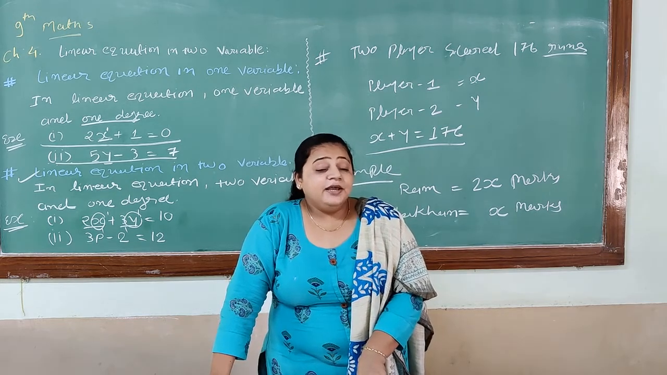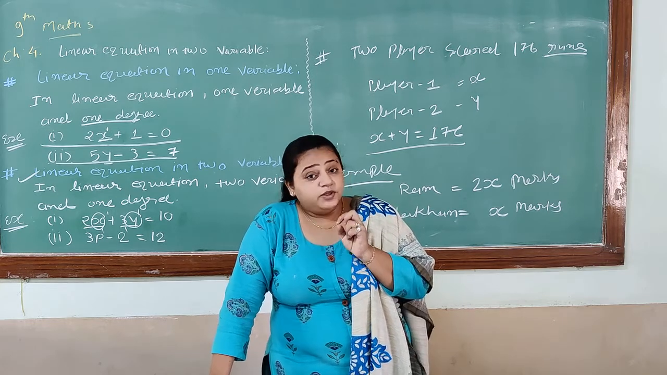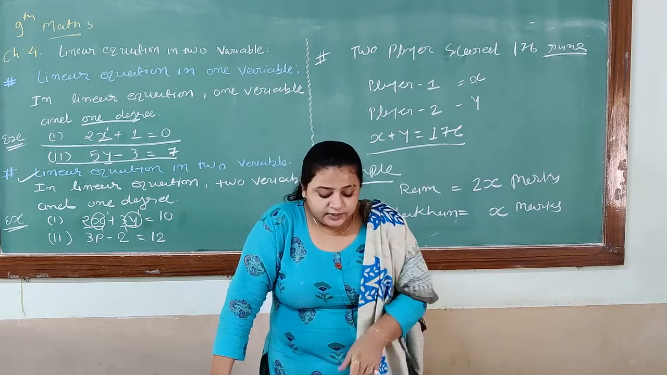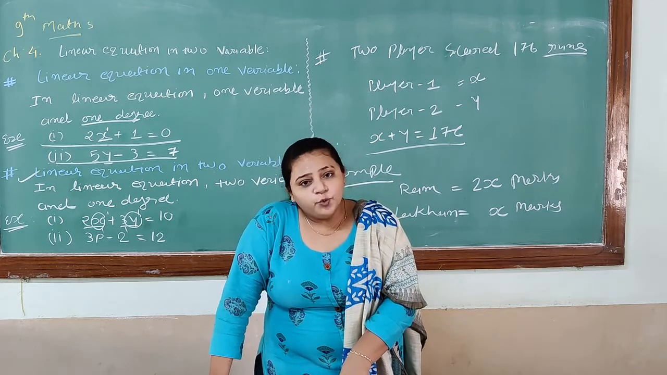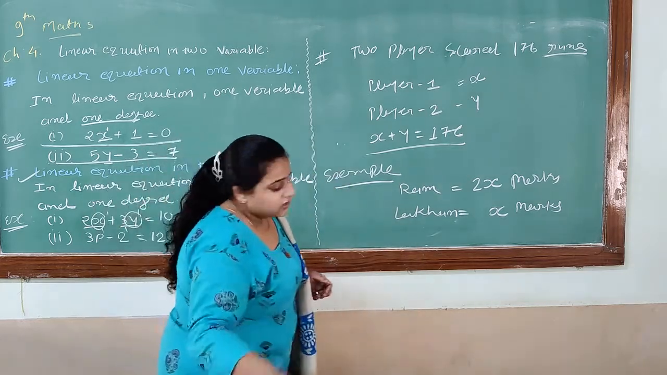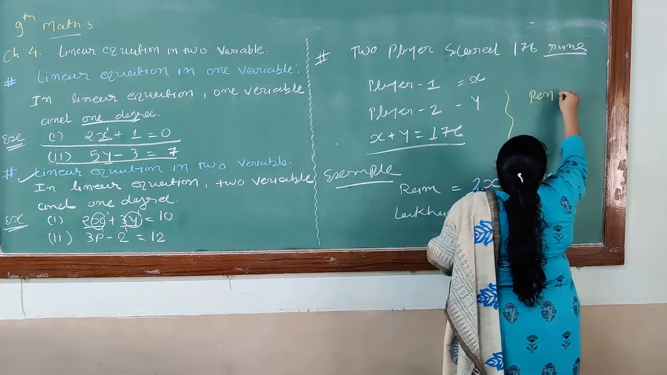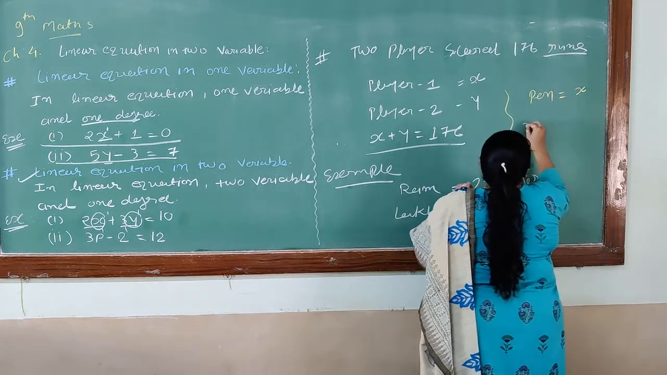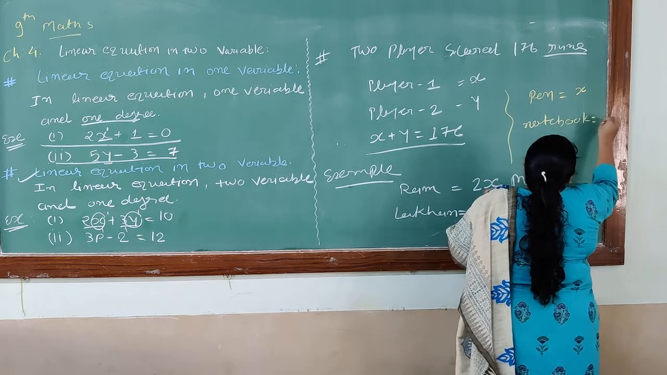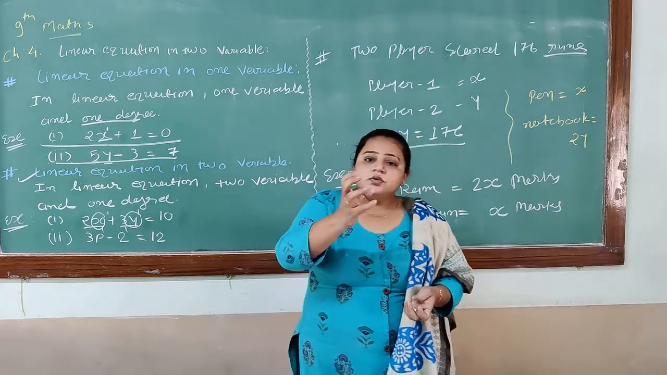See, as I said here, in some questions, you will get the instruction whether you have to apply 2 variables or 1 variable. Here they say that you have to apply 2 variables. So, how you will write this? Suppose pen equals to X and notebook twice than pen, 2y. Right?